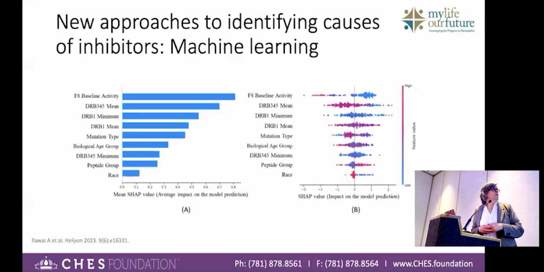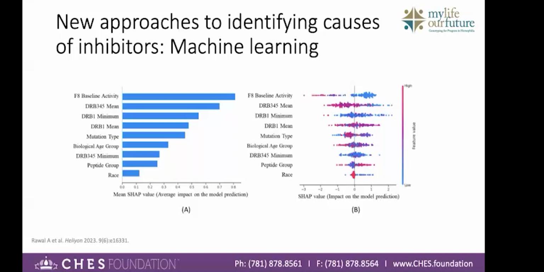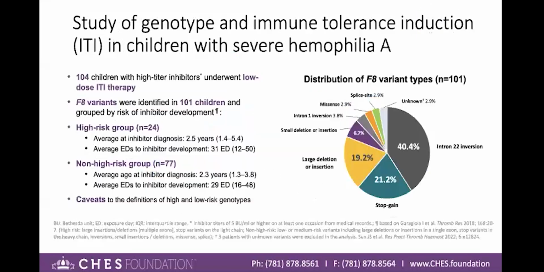And then I also want to show when a different researcher has gone and tried to use new AI tools and machine learning using the My Life, Our Future data set to say, what else can we learn from these patterns that might be associated with inhibitors? And so they found these DRBs, which are HLAs, the mutation type. And so they do find some of these patterns that we expect them to see. So this, I think, is a very encouraging path forward, where our conventional statistics might not find something that these new methods might be able to find.